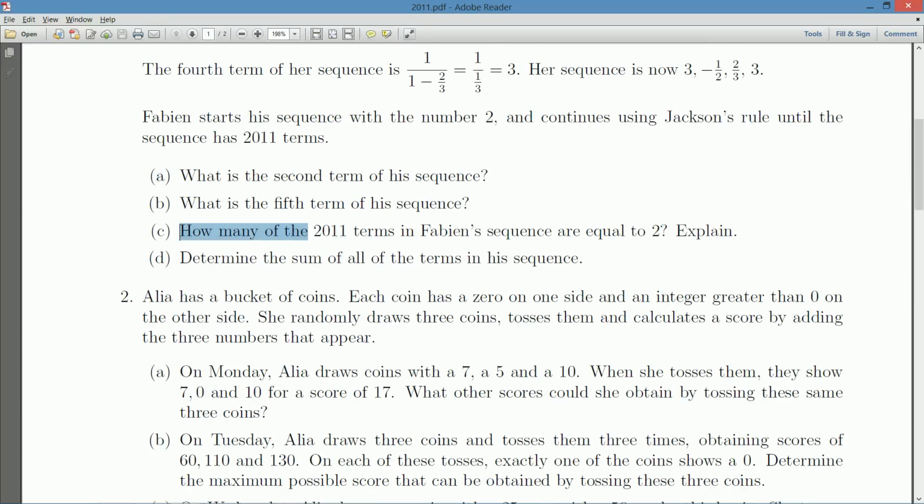So we're asked, C, how many of the 2011 terms in Fabian's sequence are equal to 2? We also have to determine the sum of all the terms in his sequence, remembering that his sequence only goes to 2011 terms. Well, let's see. Look, our cycle repeats every 3. We go 2, -1, a half, 2, -1, a half, 2. So every third term is 2, but we need to explain that a little better.